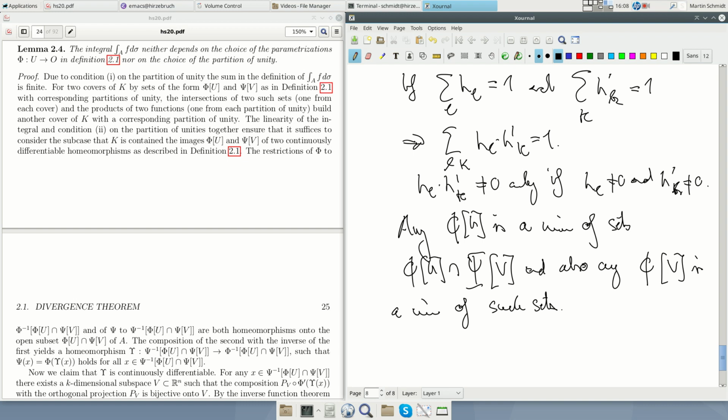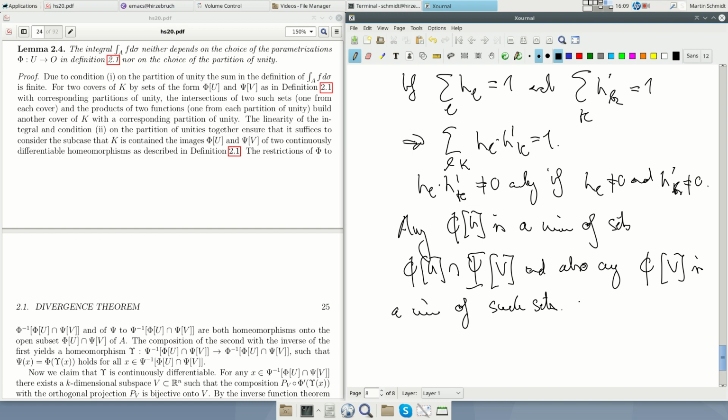Okay, so now, if we multiply f with one member of this new partition of unity, whose members are pairwise products of one element of the partition of unity compatible with the parametrizations phi, and another one compatible with the parametrizations psi, then we obtain functions which vanish outside such a subset.